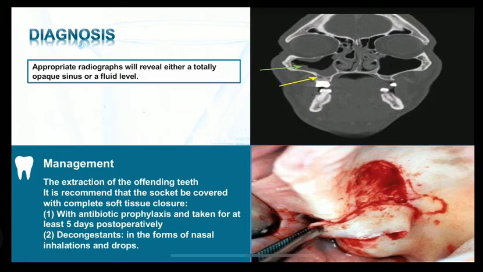The management is the extraction of the apical tooth. It is recommended that the socket be covered with a complete soft tissue closure, with antibiotic prophylaxis taken for at least 5 days post-operatively, and we also give a decongestant in the form of nasal inhalation or drops.